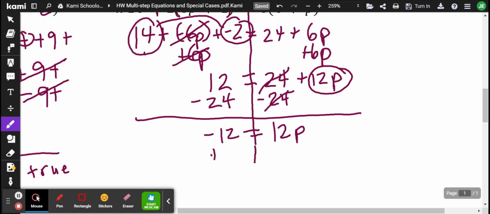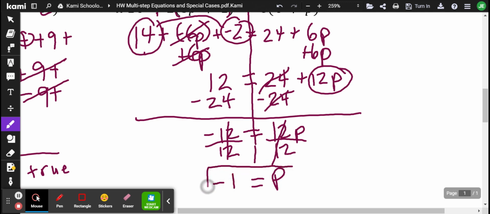And we're going to go on the side with the variable, divide by 12, and divide by 12. So now 12 divided by 12 is 1, and we are left with p, and this is going to give us 1, and 1 negative is going to leave it negative in our answer.